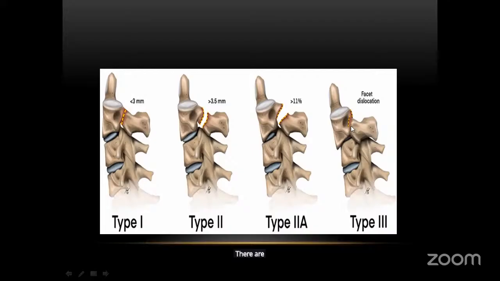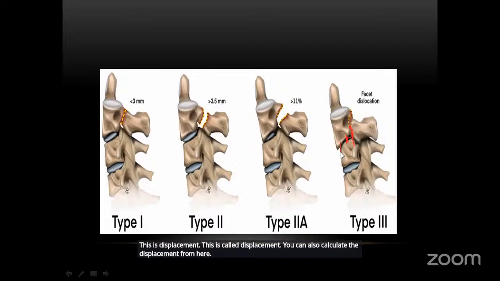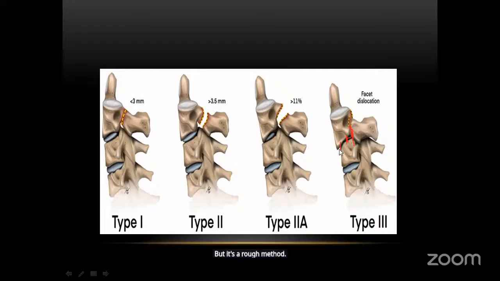There are two. Draw a line from here, and draw a posterior line from here. Posterior part of the inferior, you can say the posterior end plate of C2. This is displacement. You can also calculate the displacement from here, but it's a rough method. Okay, so this is displacement.